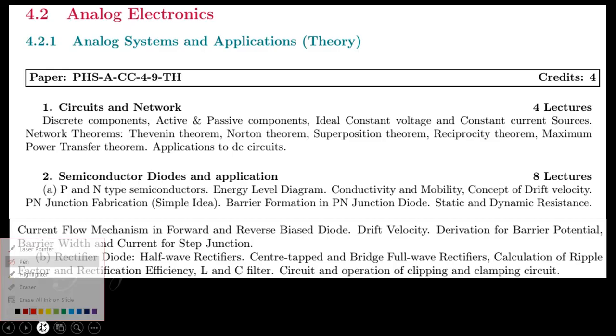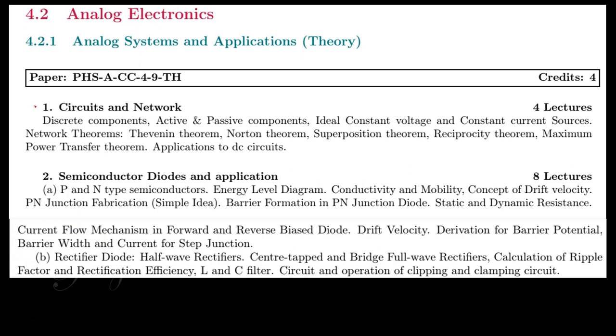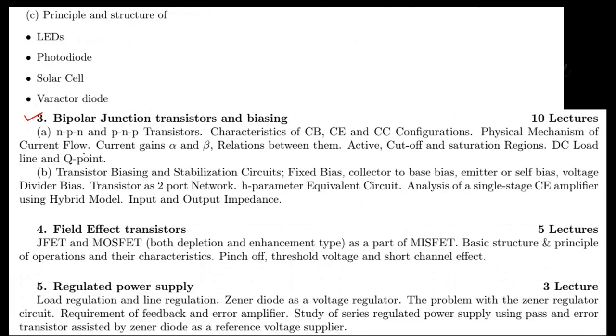You can see this is a syllabus which already covered this part, that is circuit and network: the Thevenin theorem, Norton theorem, maximum power transfer theorem, reciprocal theorem, superposition theorem discussed in lecture 1. Then semiconductor diode and application, that is PN junction, its applications, and then the bipolar junction transistor, this also covered, and then the field effect transistor. Up to that one, in lecture 9 we already discussed. If you want to watch this portion, you can go to the description box.